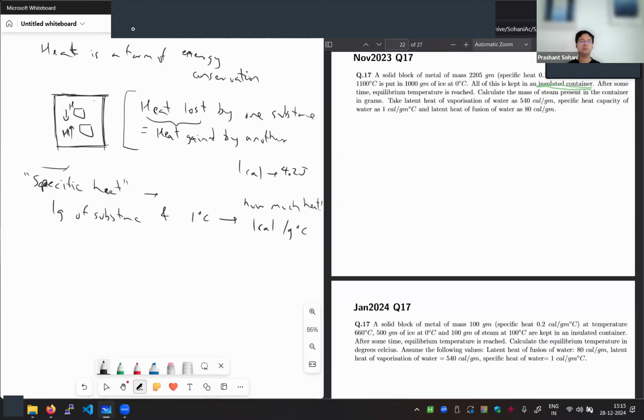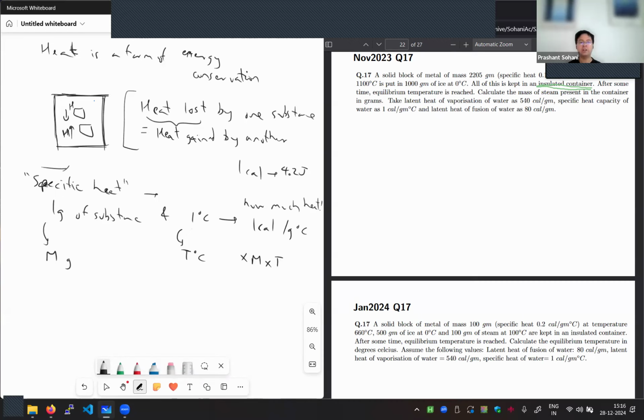And then if 1 gram requires this much energy, obviously if you have more water, you will require more heat, right? So this is just like the unitary method: if I have m grams of water instead of 1 gram, my heat requirement will also be multiplied by m. And if instead of 1 degree, I need to raise the temperature by T degrees, then again I will require more energy.